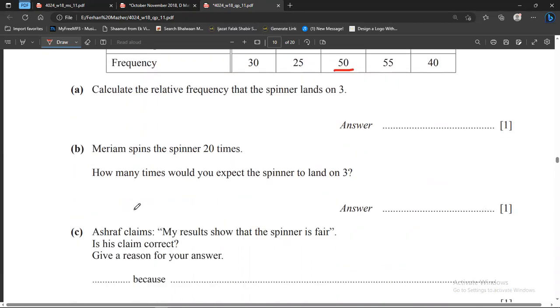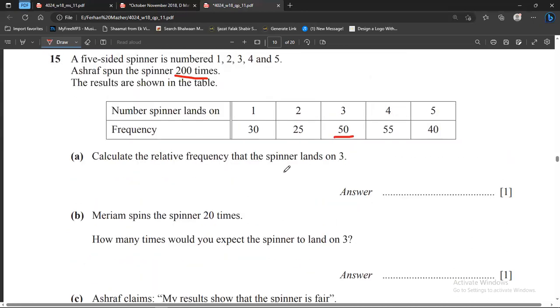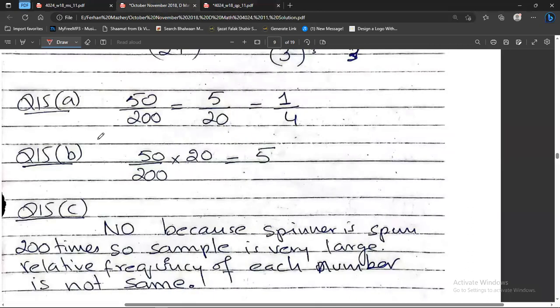Okay, then he says Mariam spins the spinner 20 times. How many times would you expect the spinner to land on 3? So when you spun it 200 times, it landed on 3 50 times. So when you spin it only 20 times, 50 divided by 200 multiplied by 20, and that will be 5. So when you spin it 20 times, it will land on 3 five times. So my 5 times is the right answer, sir.